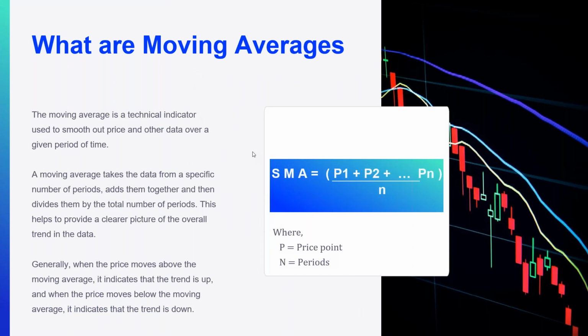First of all, it is a technical indicator, obviously, and it's used to smooth out price and other data over a given period of time. It takes the data from a specific number of periods, which we call the look-back period. If you want to look back 14 days, you use 14 periods, or any time frame you have.